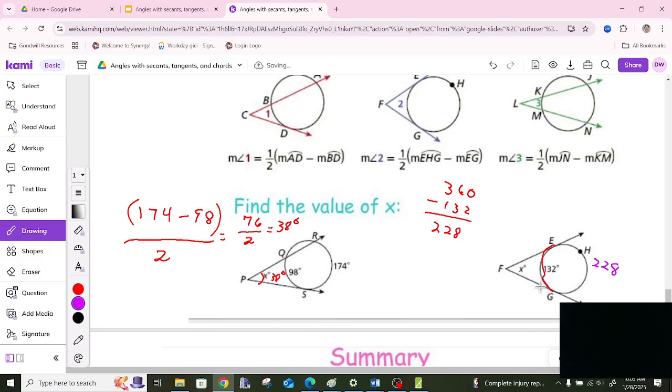Now you can figure this out because I have the two numbers. So it would be 228 minus 132 divided by 2. Which is what? 48. So this angle here, angle EFG, is 48 degrees. It's right, talking about this one right here.